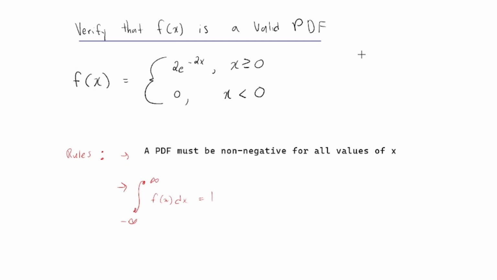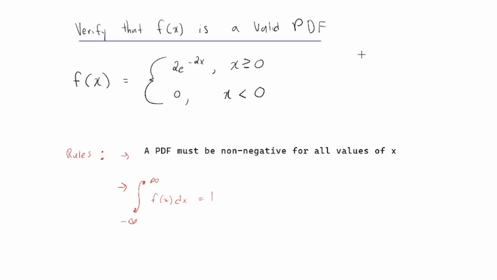This video is going to cover how we can verify that a function is a valid probability density function. So let's say we have the function 2e to the negative 2x, which applies when x is greater than or equal to 0, and it's 0 when x is less than 0.